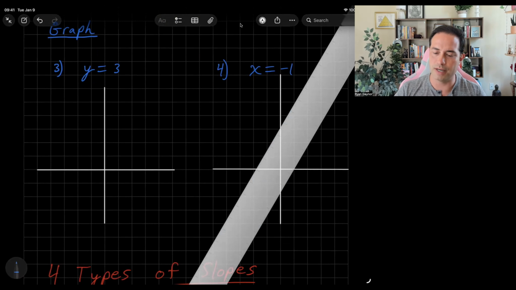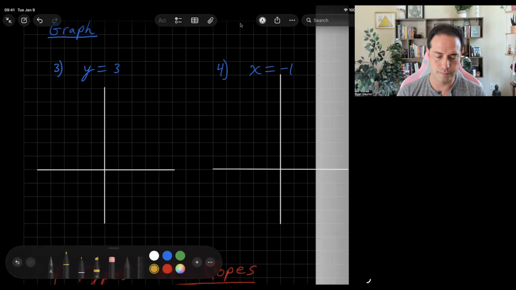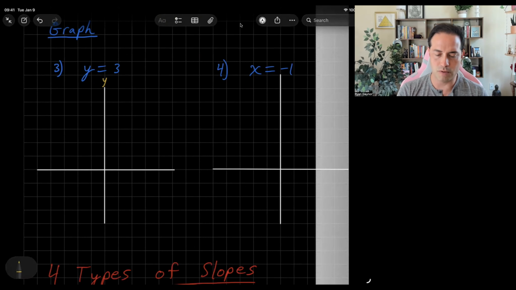Okay, so now we are going to graph these two things. We have y equals 3, so let's start there. So this is the y-axis, this is the x-axis. We have 1, 2, 3. And they said y equals 3. So remember what I said before with the different types of slopes. If it says y equals 3, that literally means that every place that you go on this graph, y must equal 3. If it doesn't equal 3 in some place, then you made a mistake.